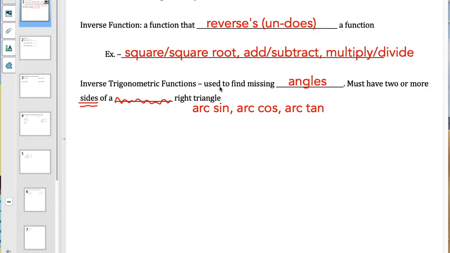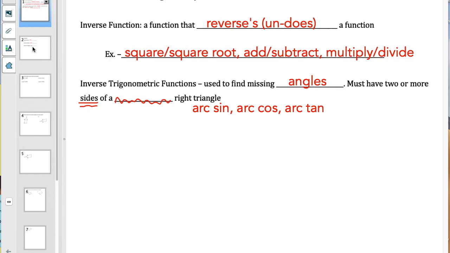We must have two or more sides. If you want to underline the word sides here, I had a typo on this, and this blank isn't necessary. We must have two or more sides of a right triangle. To verbalize what the inverses are, and we don't use this terminology very much, I usually just say sine inverse, but you might hear or see in a textbook or on the internet arc sine, arc cosine, and arc tangent. Just some terminology I want you to be familiar with that you might need in the future.